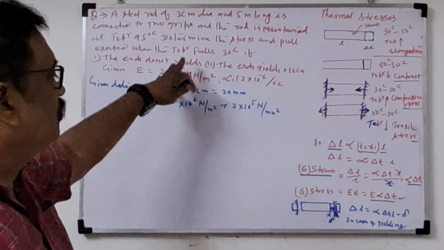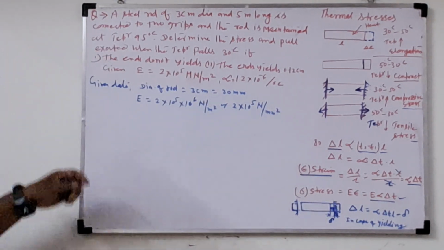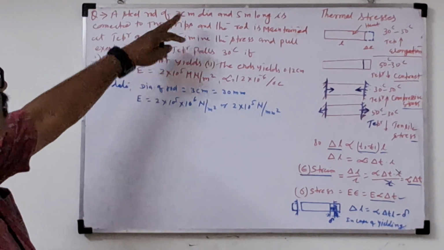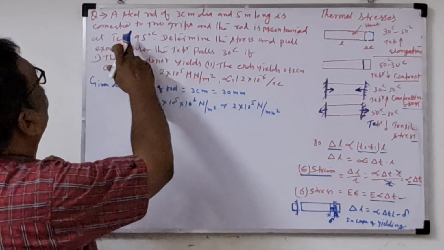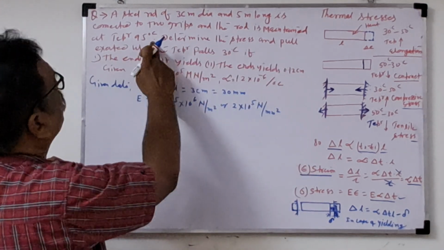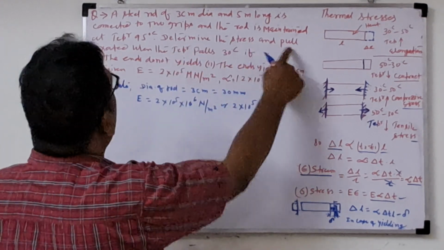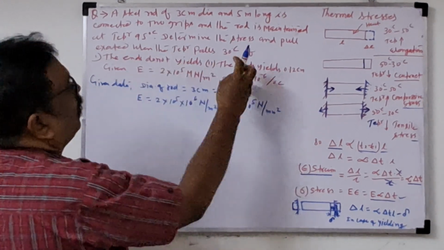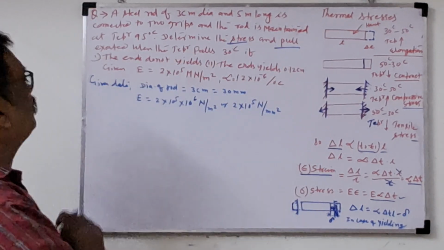So that problem I will solve. In this problem, that formula I will write again. What is the problem given here? A steel rod of 3 cm diameter, 5 meters long, is connected to two grips, and the rod is maintained at a temperature of 95 degrees Celsius. Determine the stresses and pull exerted. Two things they are asking: stresses and pull exerted, that means P.